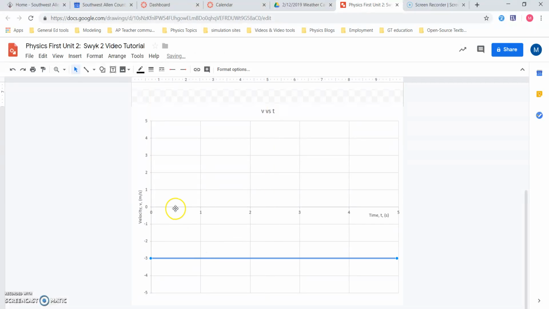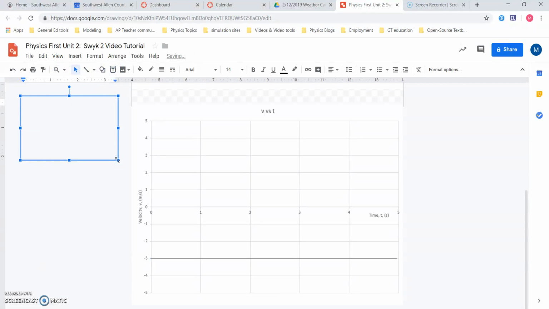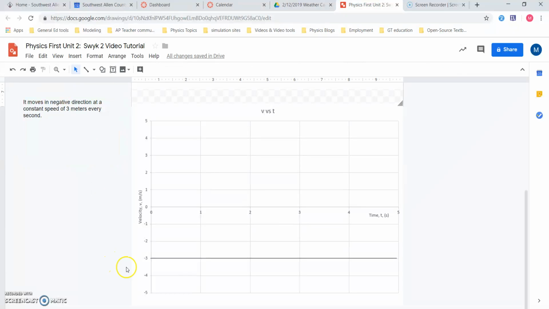And so if you saw a graph like this, you would describe the motion as, you'd say, it moves in the negative direction at a constant speed of 3 meters every second. So it wouldn't look like this.